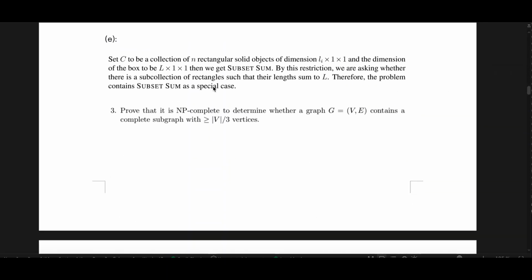The answer is that we set C to be a collection of n rectangular solid objects of dimension Li by 1 by 1, and the dimension of the box to be L by 1 by 1. Then we get the subset sum. By the restriction, we are asking whether there is a sub-collection of rectangles such that their lengths sum to L. Therefore, the problem contains subset sum as a special case.